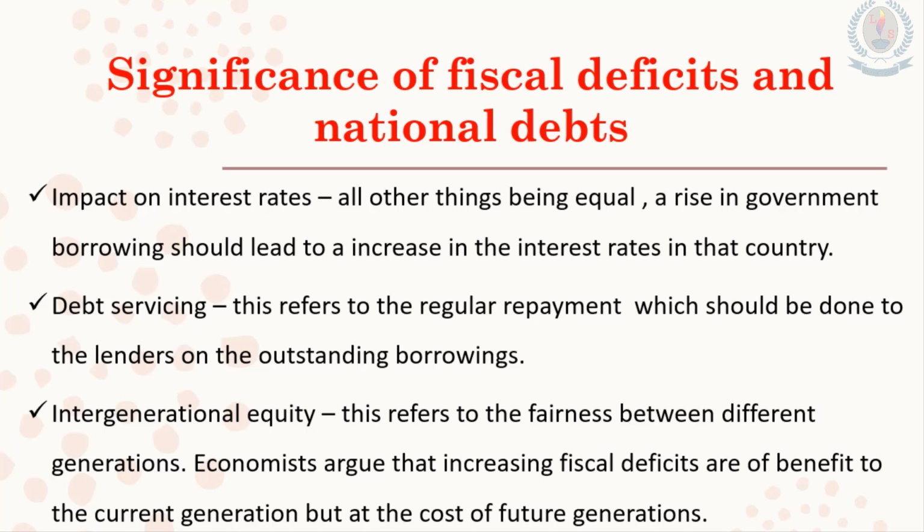Intergenerational equity. This refers to the fairness between different generations. Economists argue that increasing fiscal deficits are of benefit to the current generation but at the cost of future generations. This is because the prevailing budget deficit might be due to excessive government spending and excessive consumption. That is good for the current generation, but for the future generations it is a huge loan burden that comes to their head.